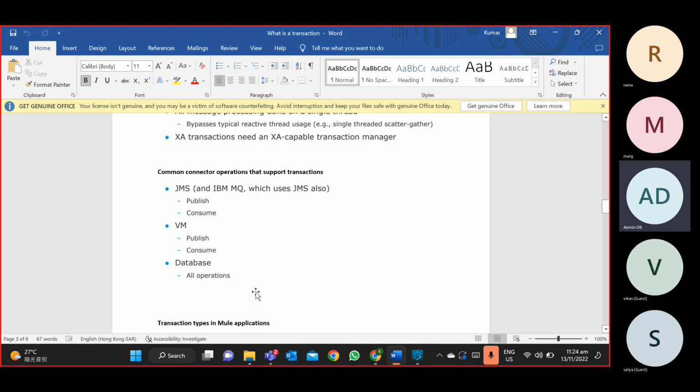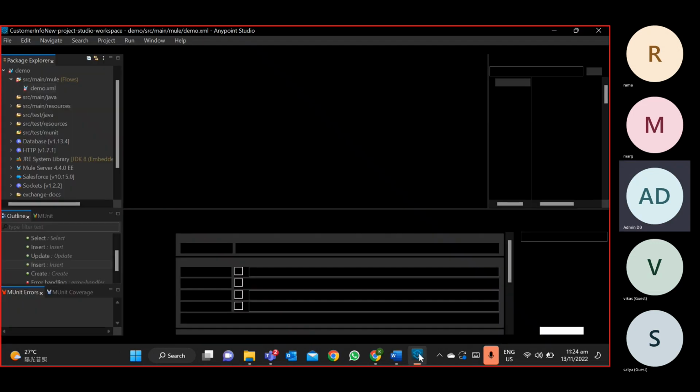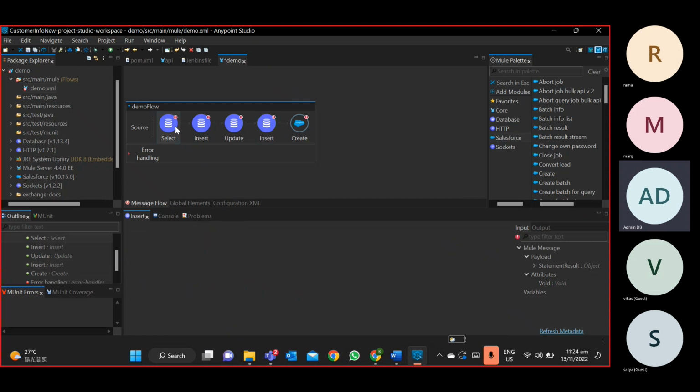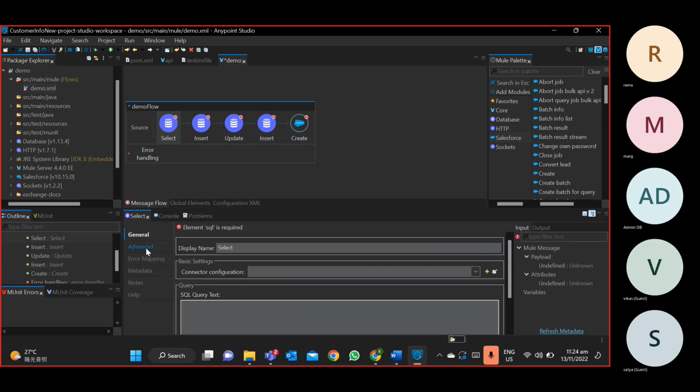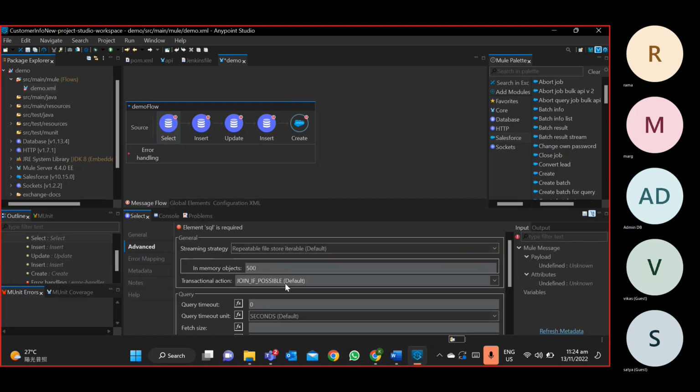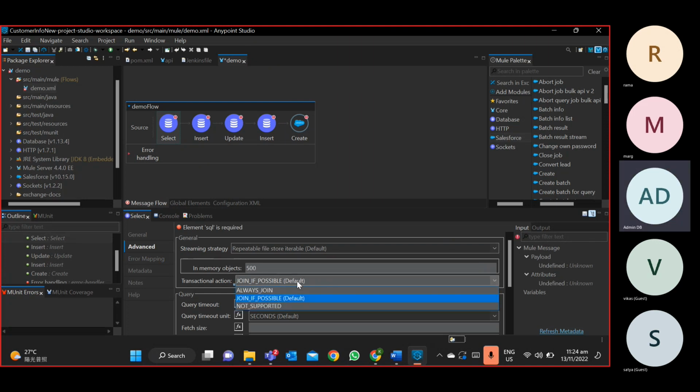In database, all operations, let me see. I'm not sure whether the read operation select will support XA. Yes, select is also involved in the transaction. But what is the advantage here? If the next operation fails, we don't need to revert back the select query.